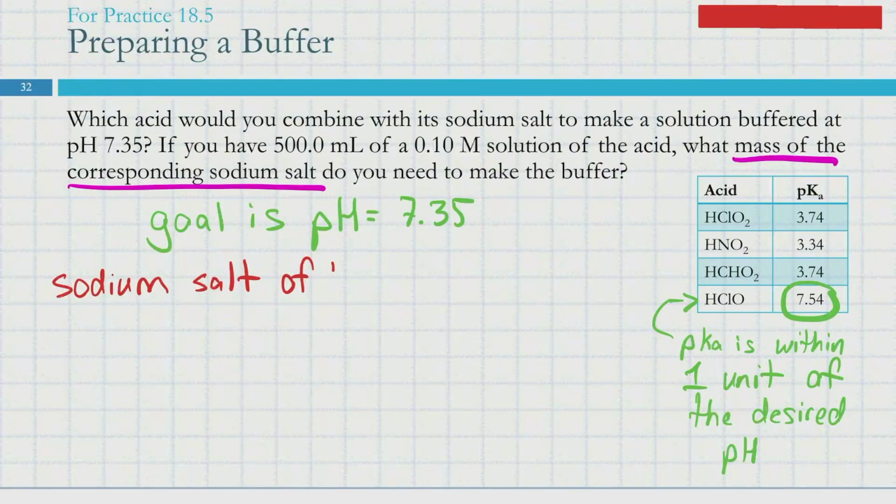Sodium salt of HClO is... another question we could ask ourselves. What's the conjugate base of HClO? ClO minus. So the sodium salt is going to be NaClO.